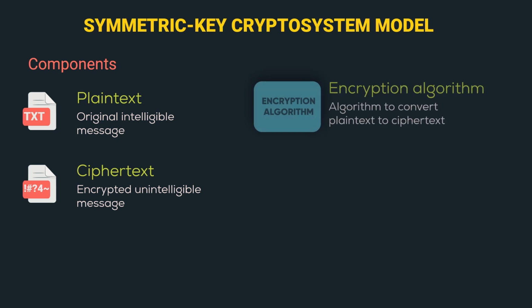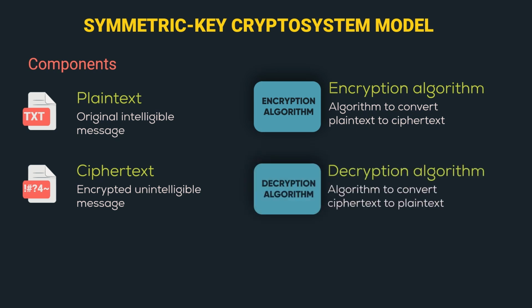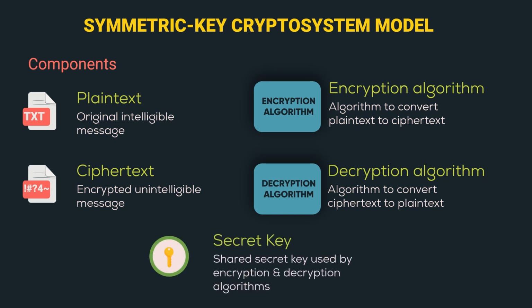The third component is the encryption algorithm. This is an algorithm which converts the plain text to ciphertext. The next component is the decryption algorithm, which is used to convert ciphertext to plain text. And the last but not the least is the secret key, which is shared by both Alice and Bob and used in the encryption and decryption algorithm. Having understood the components, let's understand the model now.